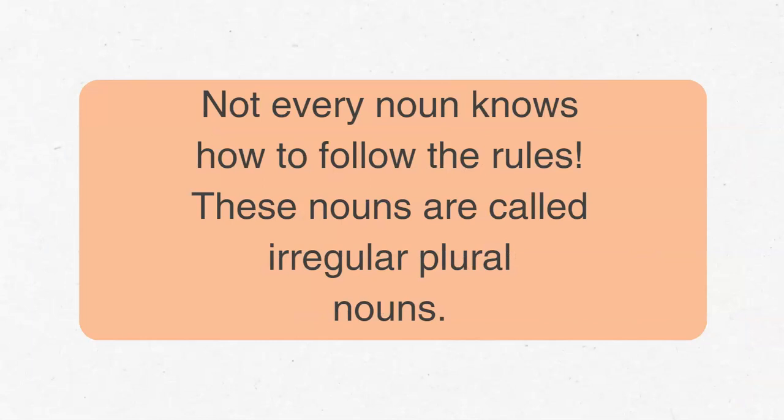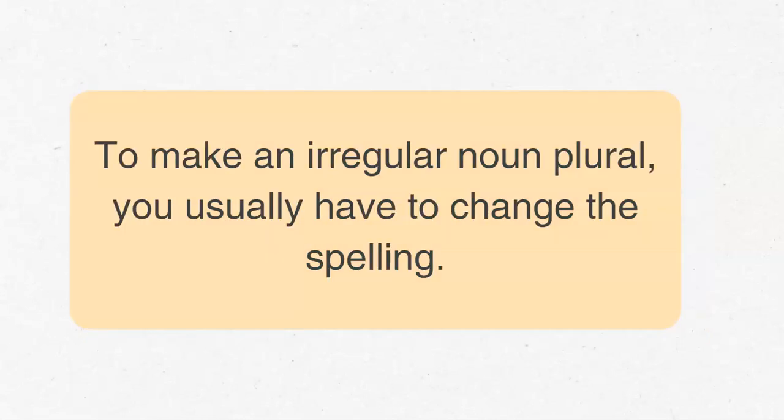But not every noun knows how to follow the rules. These nouns are called irregular plural nouns. Regular just means typical or normal or rule following, but we have this "ir" at the beginning that means not. So we have not rule following plural nouns, and that's what we'll talk about the rest of our lesson. To make an irregular plural noun, you usually have to change the spelling. This is very different from the other plural nouns that we were just talking about.